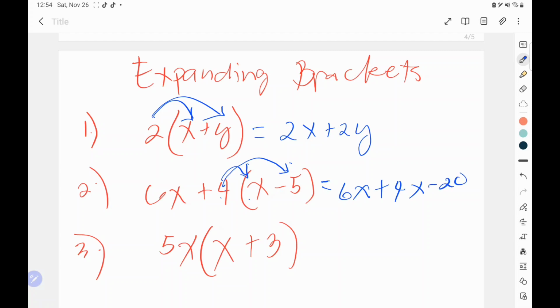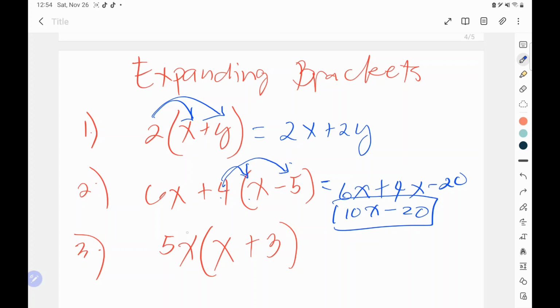And then let's combine like terms here. We have 6x plus 4x, that's equal to 10x minus 20. That's your final answer here. You have to combine these two, that becomes 10x.